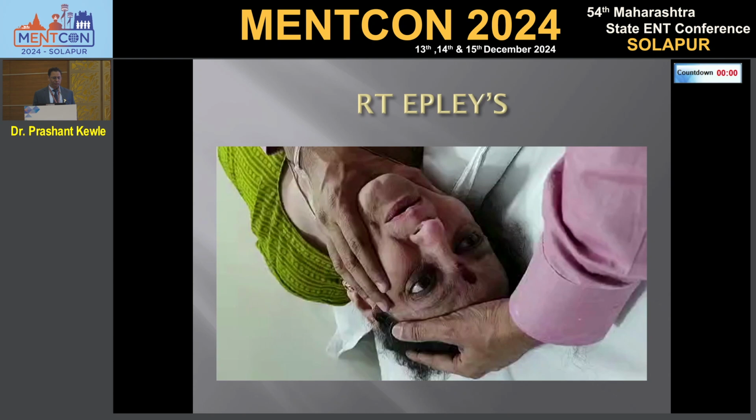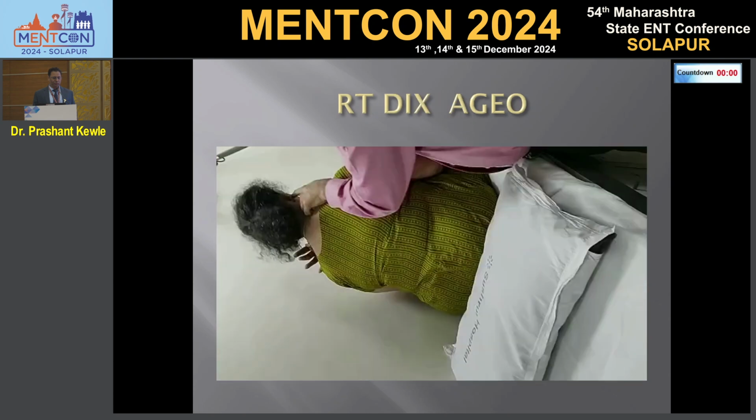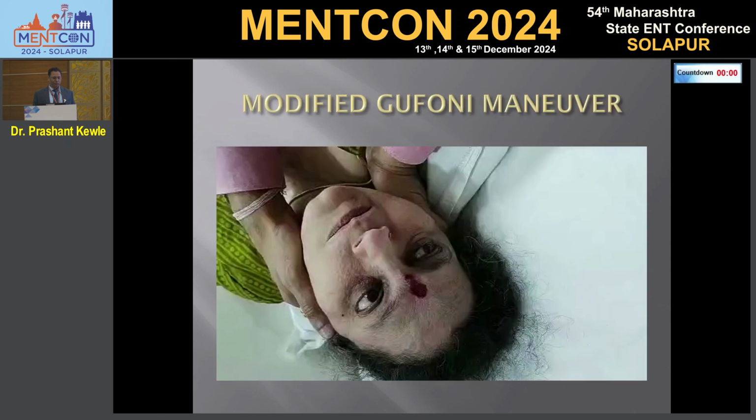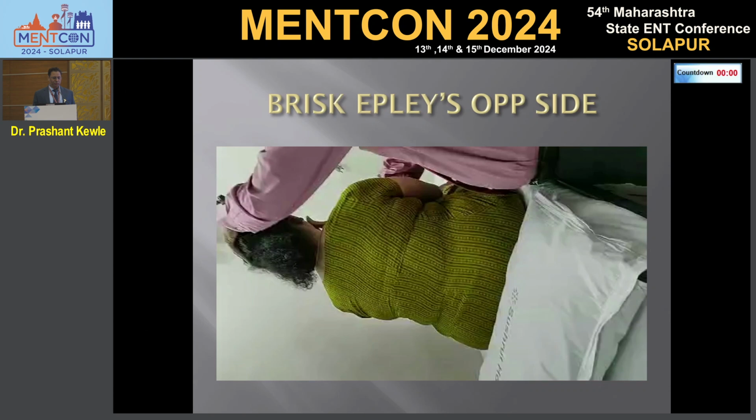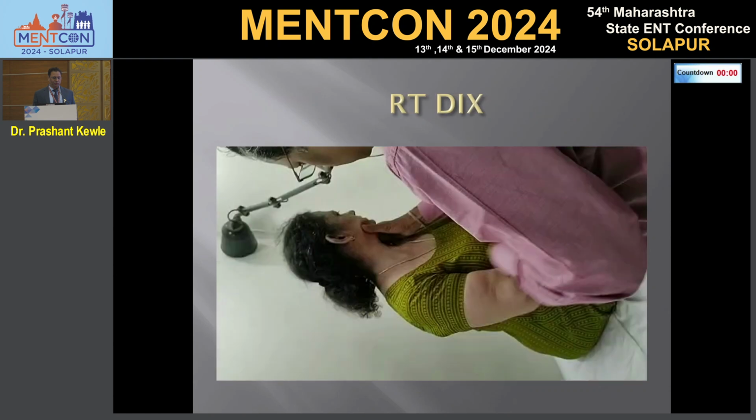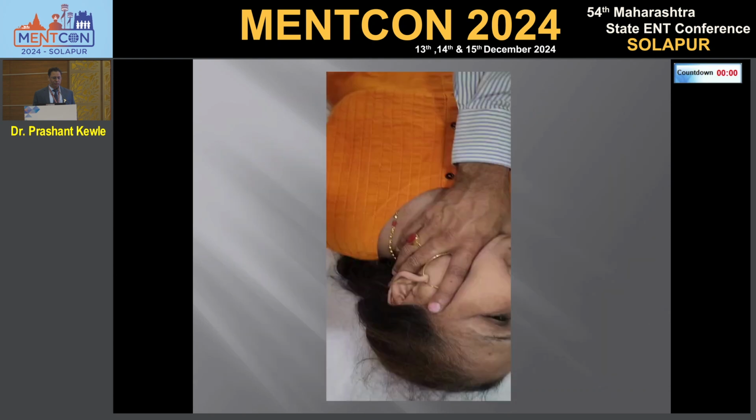So I did the modified Gufoni for this patient. So this was right, this ago modified Gufoni was there. Then the particles are relieved to the utricle, and it becomes short arm. Again, I had a short arm kind of nystagmus. Then again, I relieved it with the brisk Epley from the opposite side. And then the Dix-Hallpike was done, and it was negative. So every time you do the maneuver, you always recheck.